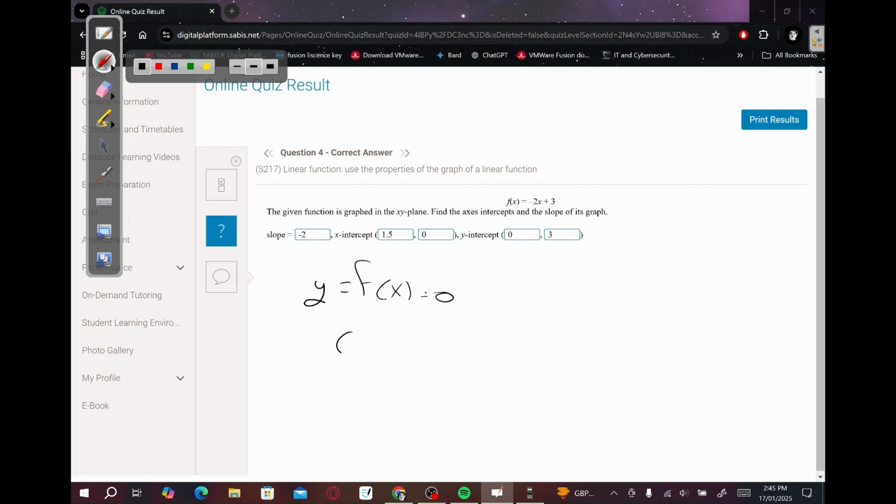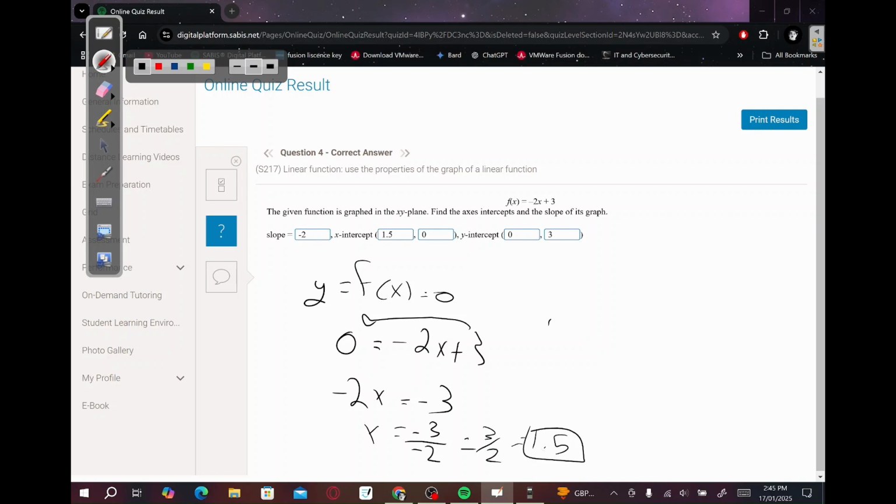So 0 equals negative 2x plus 3. You take 3 to the other side. Negative 2x equals negative 3. X is equal to negative 3 over negative 2, which equals 3 over 2, which equals 1.5. So x is equal to 1.5, y equals 0, and you just translate it. Now, if you forgot how the coordinate system works on a Cartesian plane, or an xy plane, that's what they call it, the coordinate goes x, comma, y. So for the x-intercept, 1.5, comma, 0.